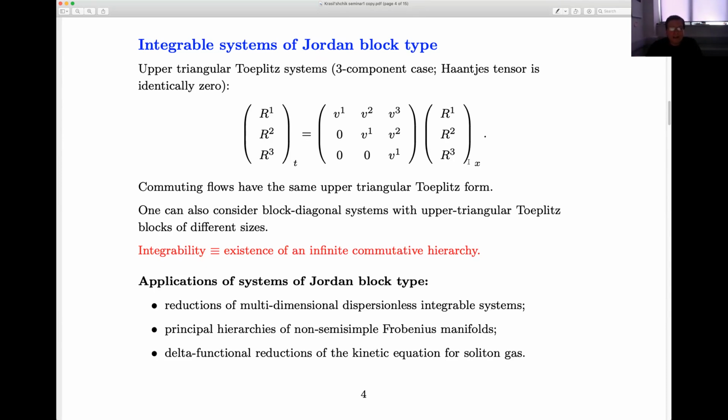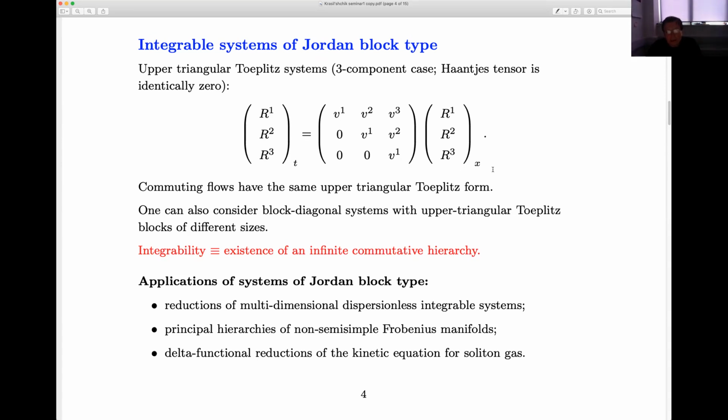But they recently appeared in applications, in particular as hydrodynamic reductions of multidimensional dispersionless integrable systems, like, for instance, linearly degenerate Pavlov or Mikhalev equations, heavenly type equations. One can look for hydrodynamic reductions in Toeplitz form, and there are such reductions.